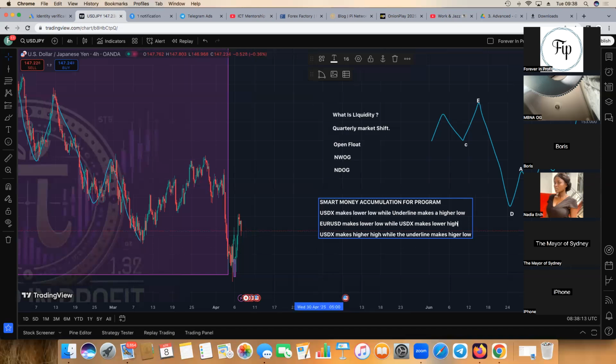So when the dollar index makes a lower low, the underlying makes a higher low, which means if the dollar index is collapsing, the underlying should be looking for buy opportunities or higher highs in an indirect format. If EUR/USD makes a lower low, the dollar index should make a lower high, which means the dollar index should be looking for more bearish momentum. If the dollar index makes a higher high, we should expect the underlying to make a higher low.